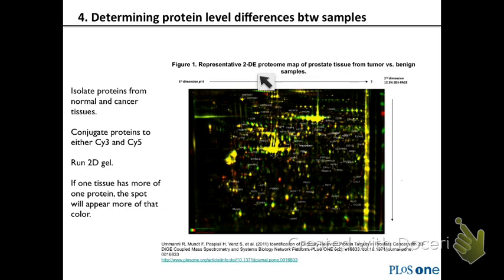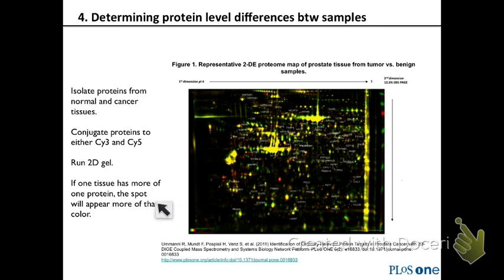And what you do is you isolate proteins from normal and cancer tissues. And then in each sample, you conjugate proteins to either CY3 or CY5. So what you do is you take a fluorescent molecule like CY3 and CY5, and you chemically link that to every peptide in your mixture, right? Every protein in your mixture. And then you mix them together, and then you run your 2D gel, okay?